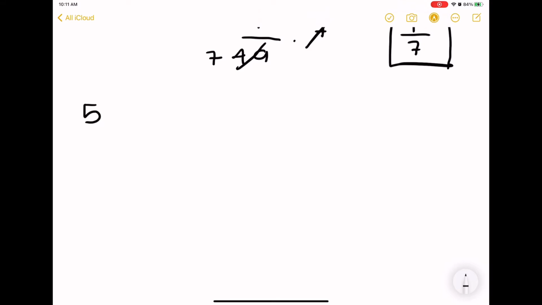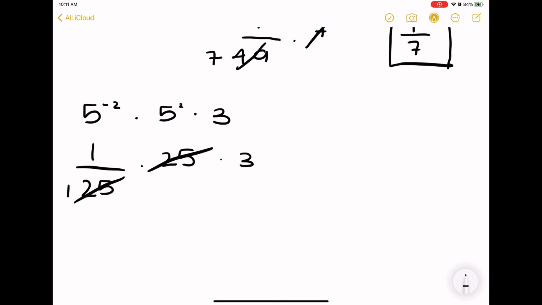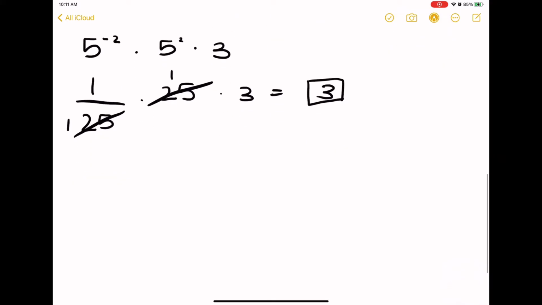Let's say we were to take another example, such as 5 to the negative 2 times 5 squared times 3. The first part will give us 1 over 25 times 25 times 3. So the 25s will cancel out, and we'll just get 1 over 1 times 3, which is 3.